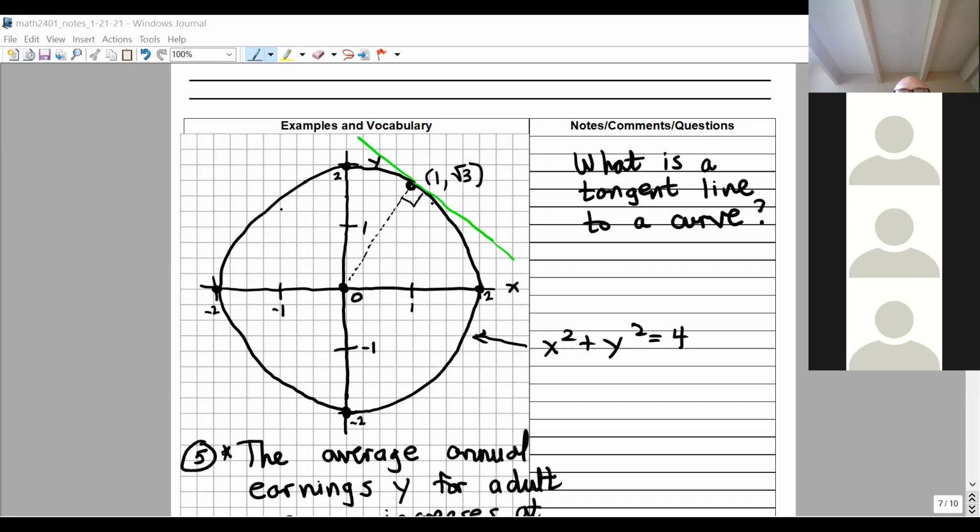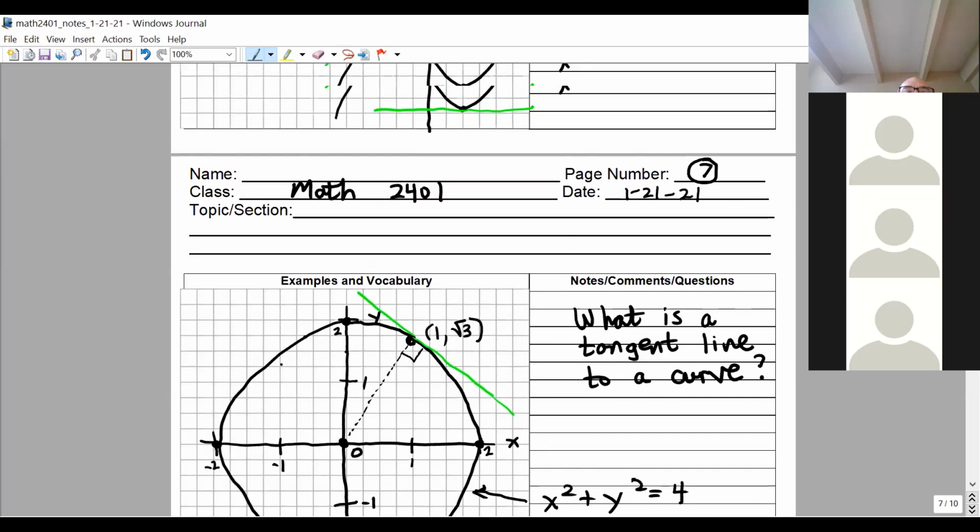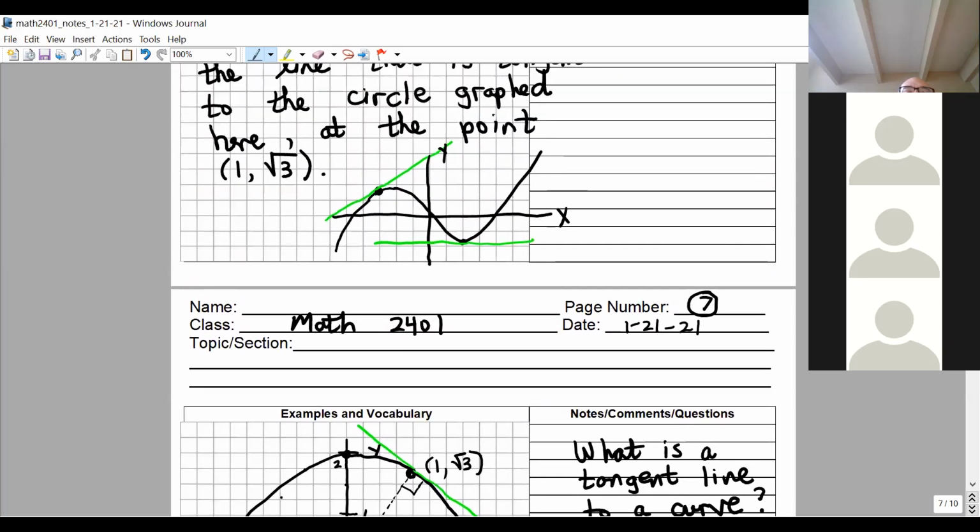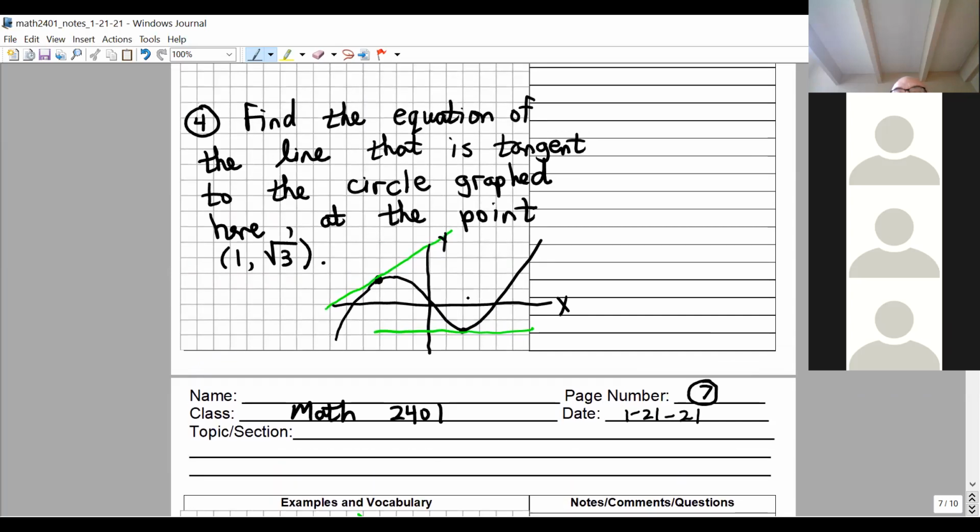So I'm claiming that this green line is a tangent line. What makes a line a tangent line? That's what I want to explain to you now. But I'm going to use a slightly different example, a slightly different drawing to explain this.